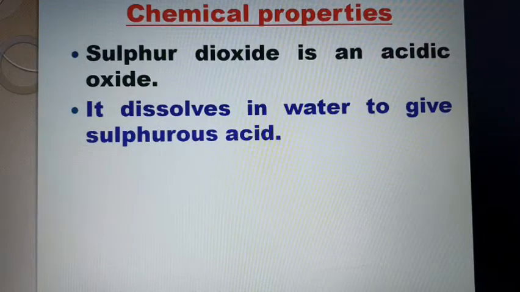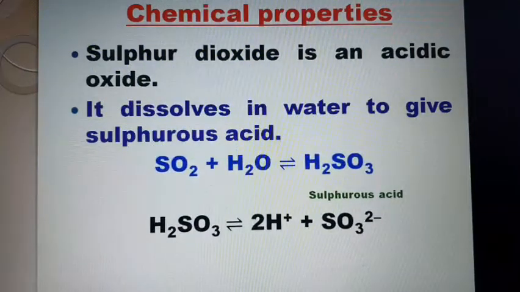Sulfur dioxide is an acidic oxide. It dissolves in water to give sulfurous acid. SO2 plus H2O gives H2SO3, and H2SO3 undergoes decomposition to give 2H+ and SO3 2-. Remember that sulfurous acid, H2SO3, is a weak, unstable acid.